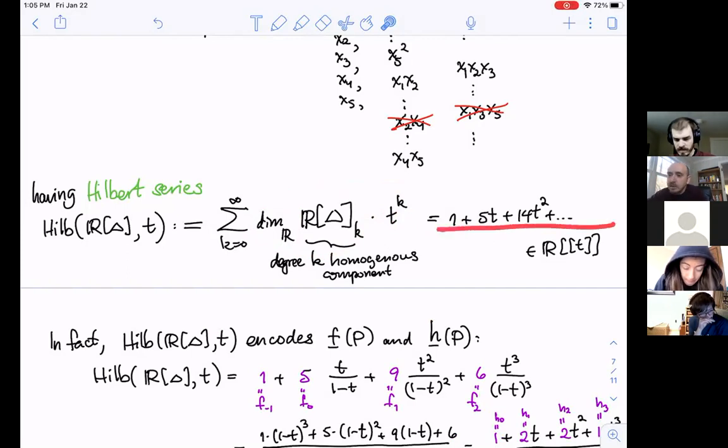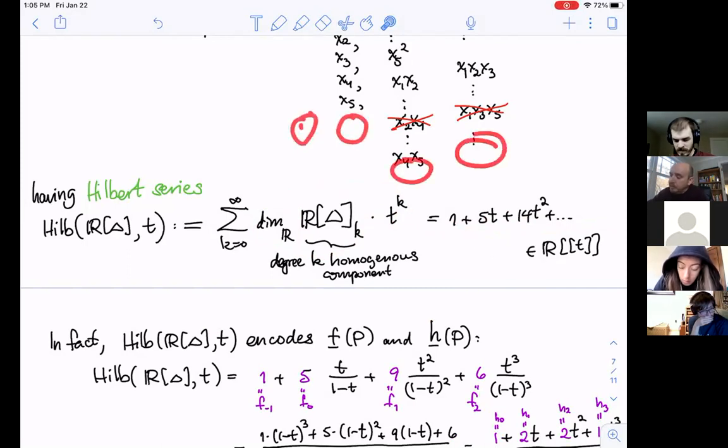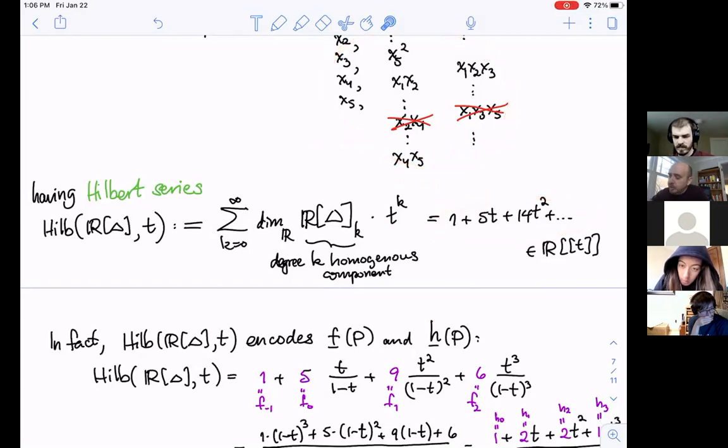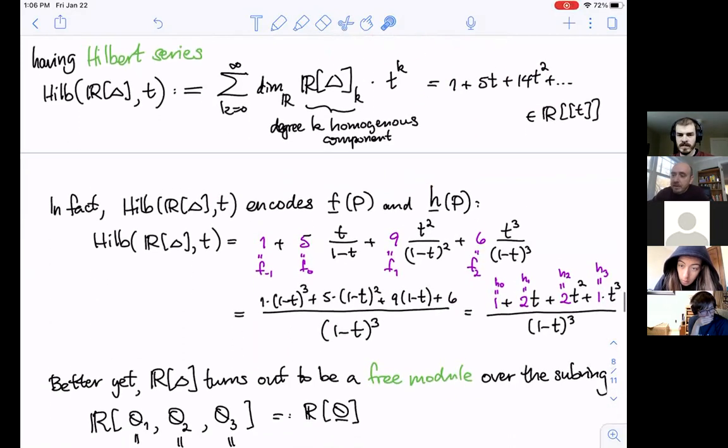And I get some power series that starts here, 1 plus 5t plus 14t squared. If we just start counting, there was 1 monomial here that survived, 5 here, 14 here. And I didn't even count the cubic ones. Everybody okay so far? Questions? Okay, this is painful to compute it this way. So let's come up with a better way to compute it, namely the f vector and the h vector.